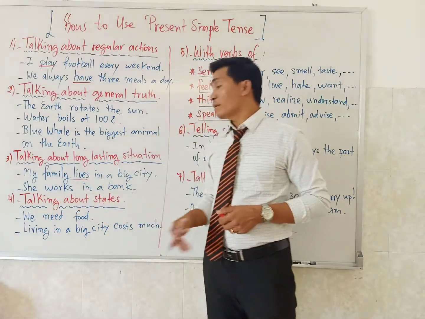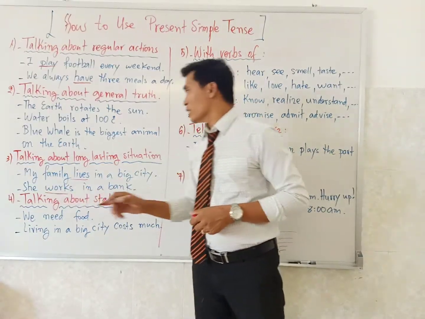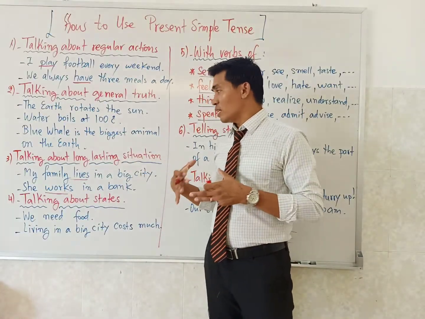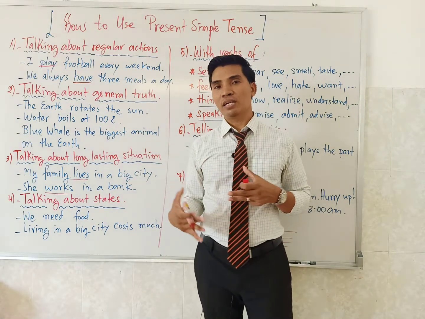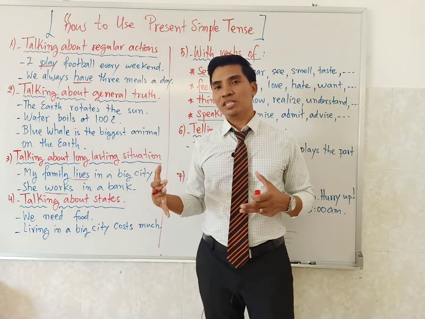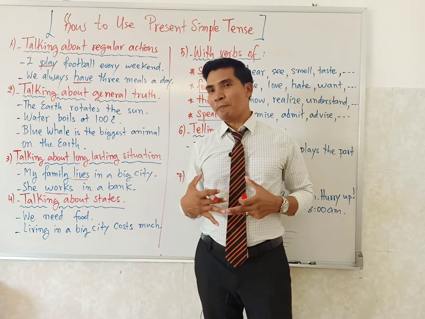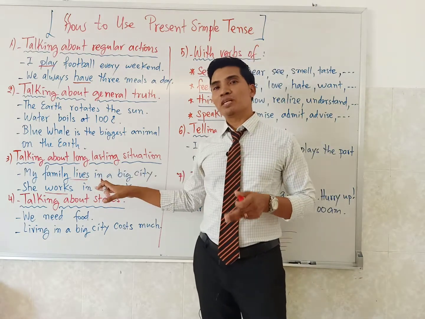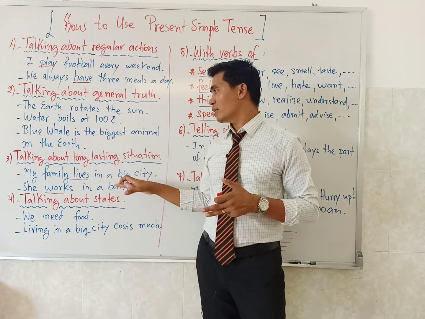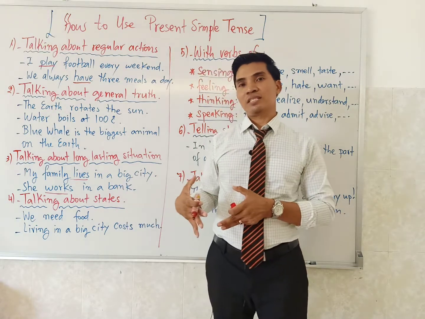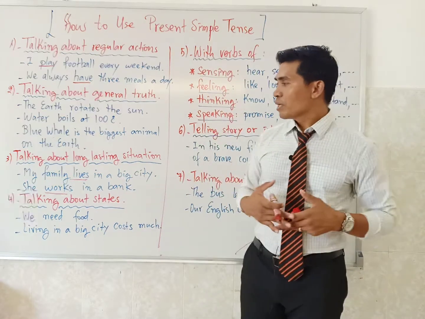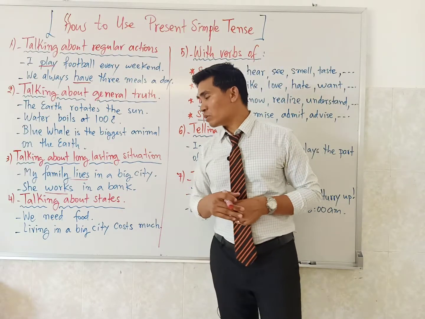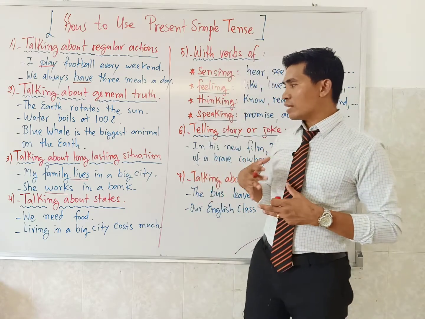Okay, so another one, she works in a bank. So she works in the bank. Working in the bank, that is long-lasting. That is talking about her career, her job. Maybe she is a cashier, and she got that job. Okay, works in the bank. Okay, so again, we use the present simple tense to express a situation that lasts long. Okay, lasts long. We move to point number 4, talking about states.